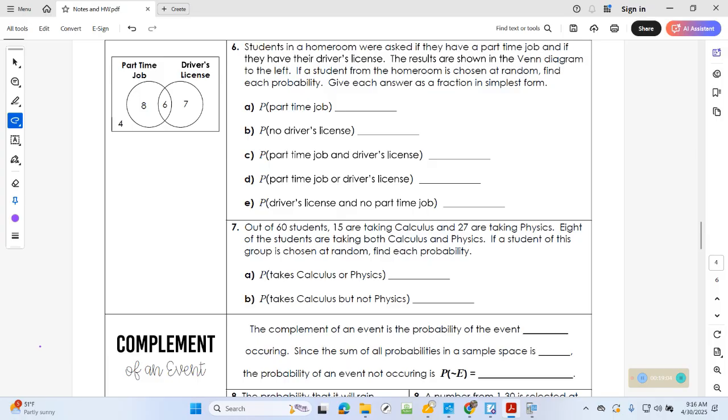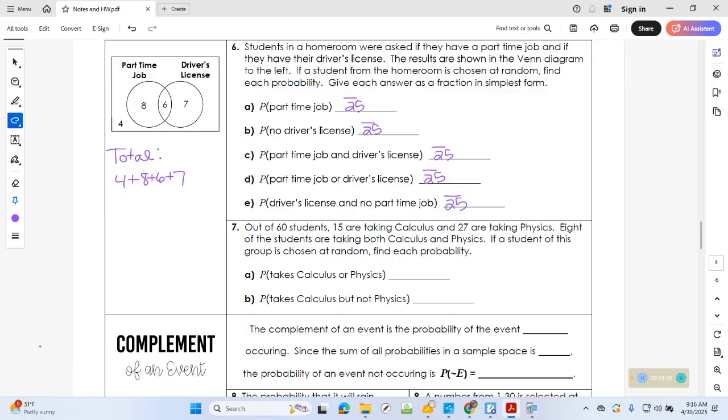Total amount of students. How are you getting that off the Venn diagram? If you guys are typing it in, what are you doing to all those numbers? Adding them up. So what's 4 plus 8 plus 6 plus 7? Okay, so I know these are all going to be over 25. I'm going to fill that in. Start with the easy part.